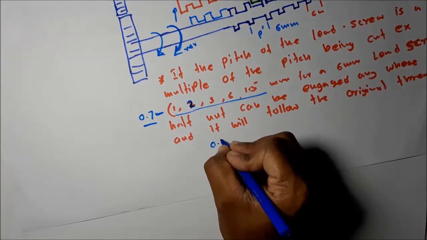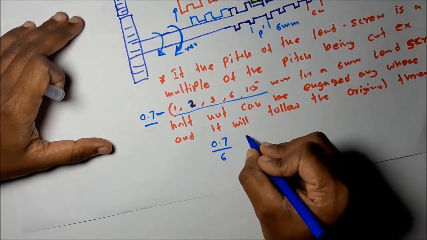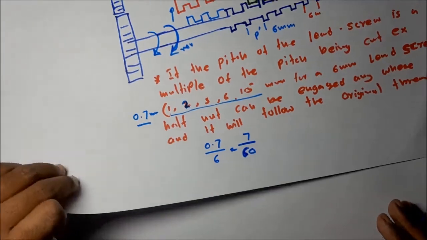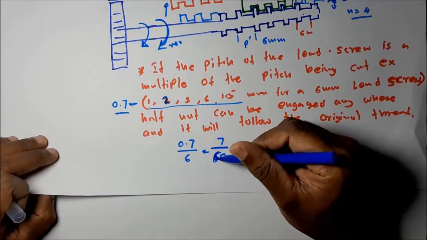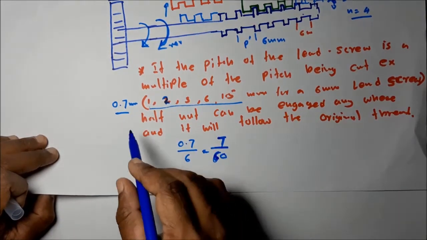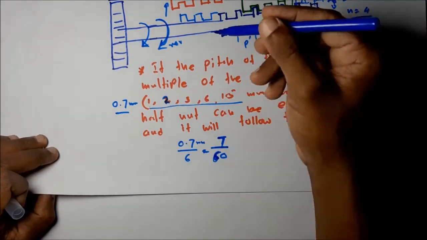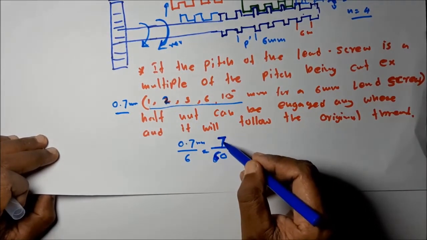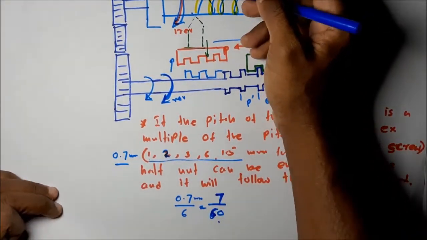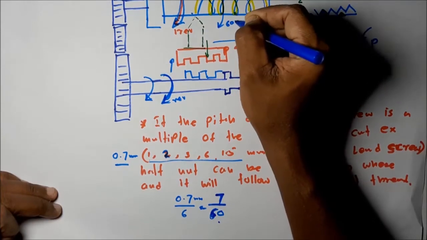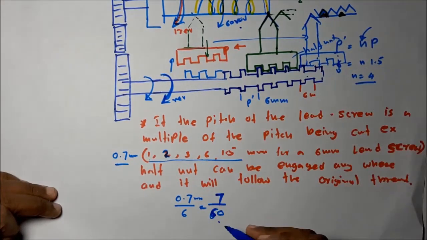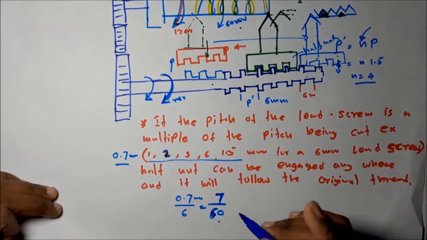So pitch to be cut is 0.7, pitch of the lead screw is 6. So then 7 into 60, you can see that means when you are cutting the 0.7 millimeter pitch, in seven revolutions of the lead screw, the workpiece should be produced 60 revolutions. Okay, the workpiece should be produced 60 revolutions when the lead screw is producing 7 revolutions.